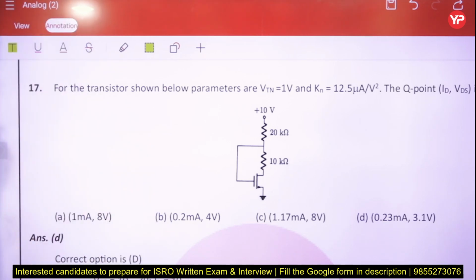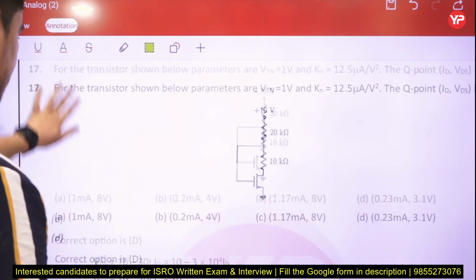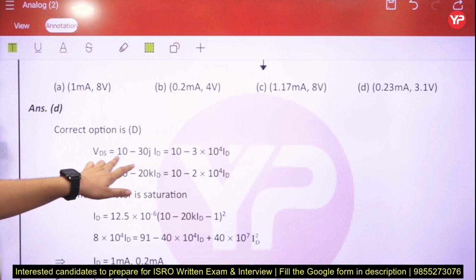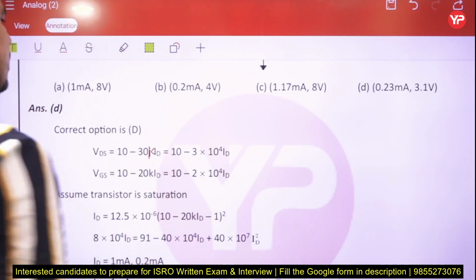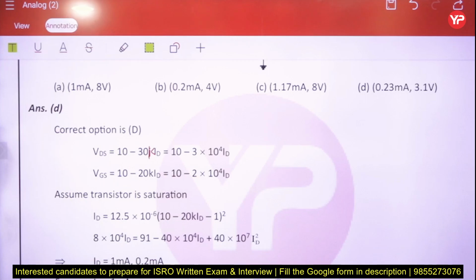For the transistor shown below, the parameters are VTN, Kn, and we have to calculate the Q-point. It's easy. Just use VDS equals 10 minus 30K times ID. This is not J, this is K. And VGS equals 10 minus 20K times ID, and we assume that the transistor is in saturation.